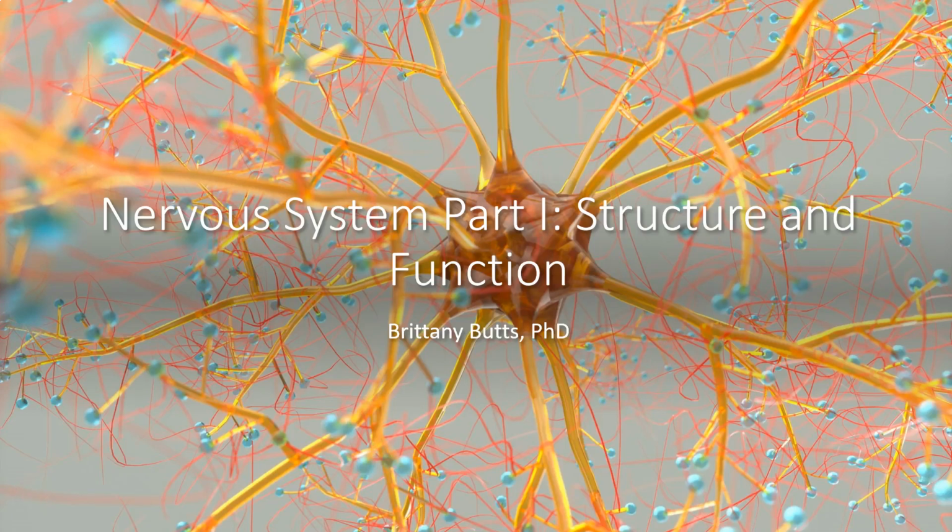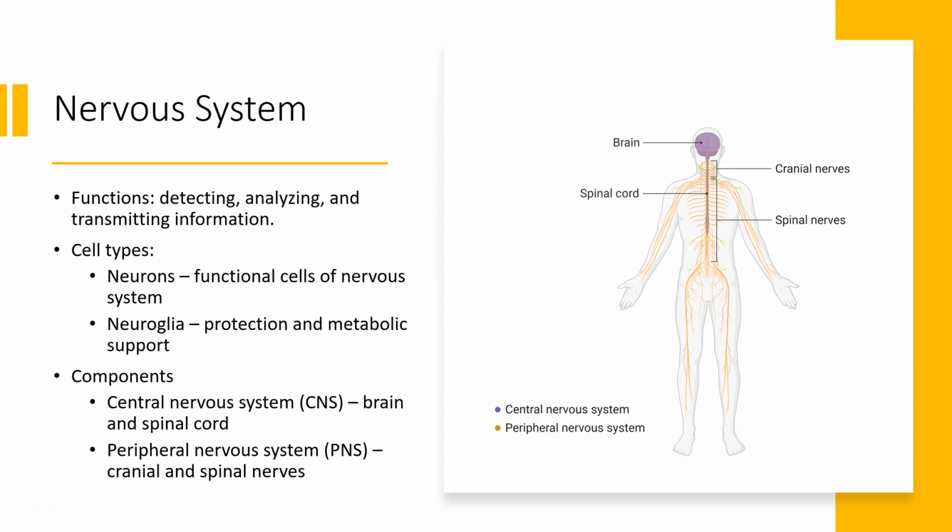In this video, we will have a broad overview of the structure and function of the nervous system. The primary functions of the nervous system are to detect information, analyze information, and to transmit information throughout the body. There are two major cell types in the nervous system: the neurons, which are the functional cells of the nervous system, and the neuroglia, that provide protection and metabolic support.